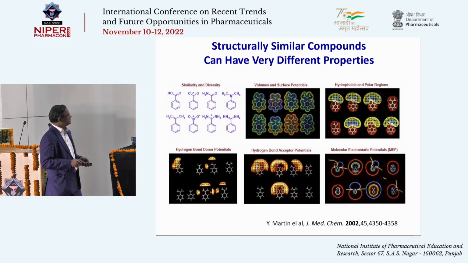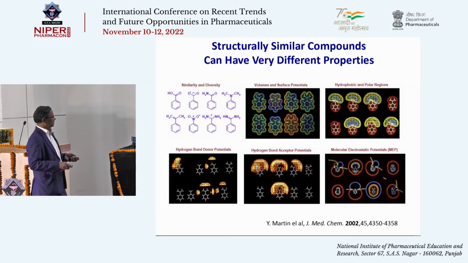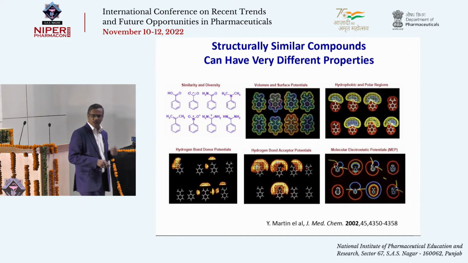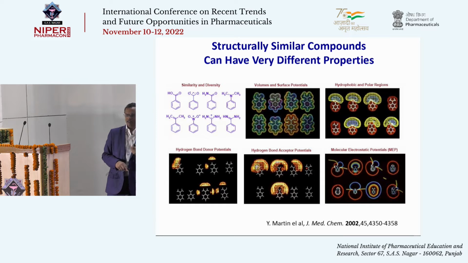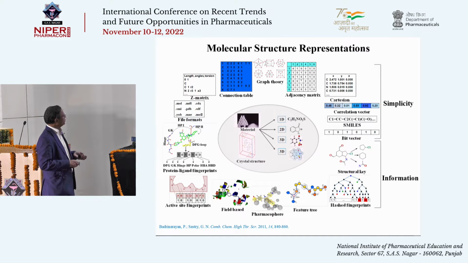Hydrophobic and polar regions have a particular pattern, and hydrogen bond donating potential shows yet another pattern. Hydrogen bond accepting potential, yet another pattern, and molecular electrostatic potential has a different pattern. So the type of similarities or differences that you look at depends on the question that you pose. So it becomes more and more complicated to subject it to mathematics.